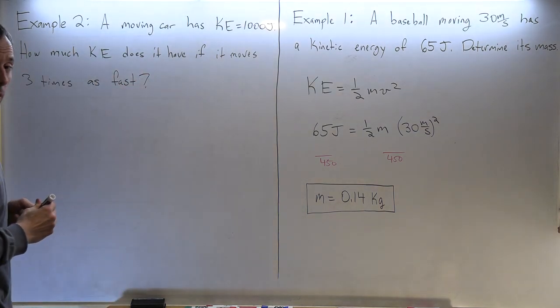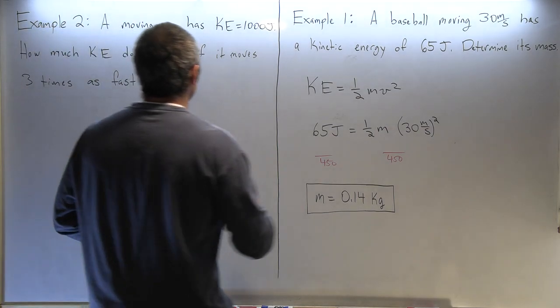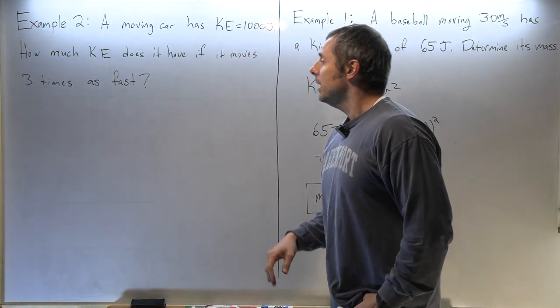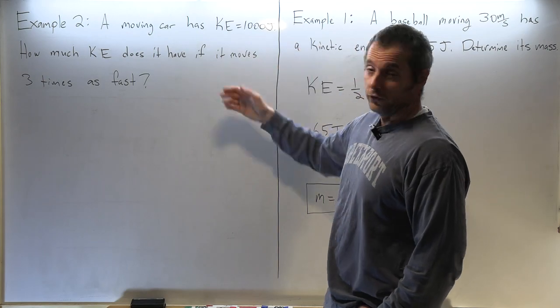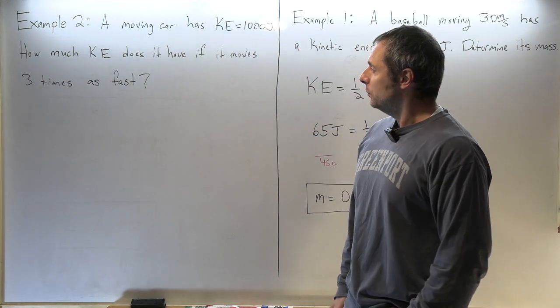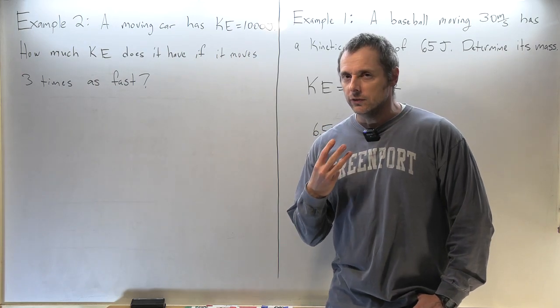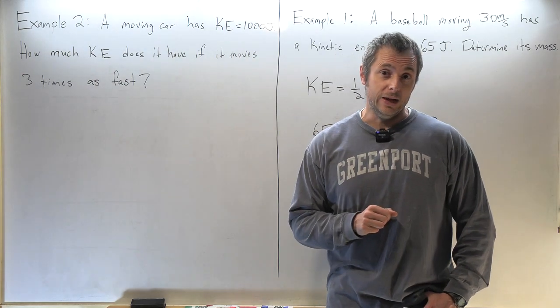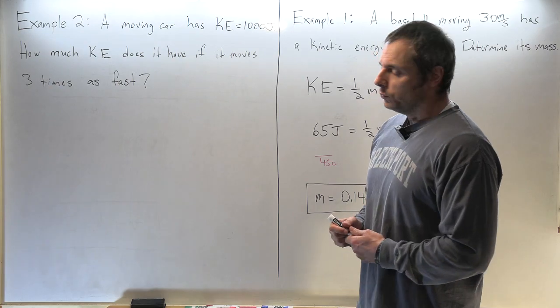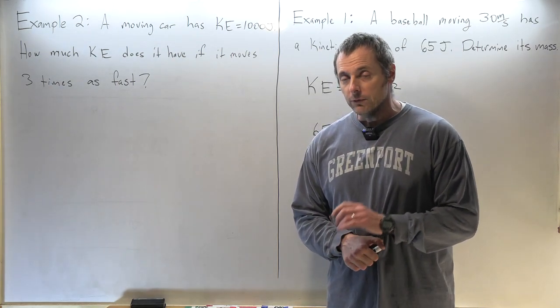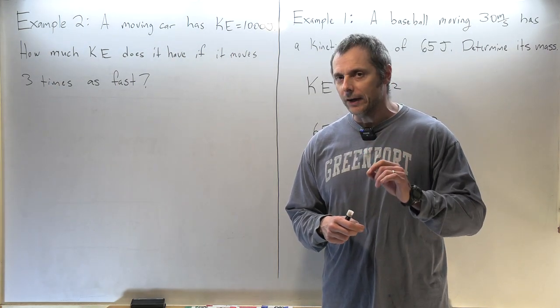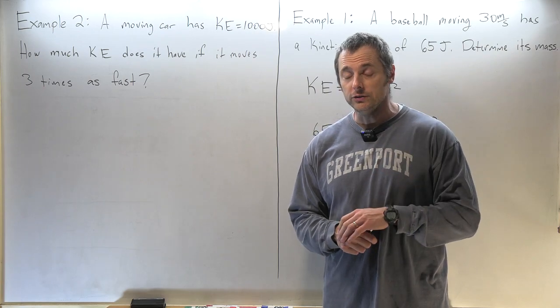Okay, so the car originally has a kinetic energy of 1,000 joules. How much kinetic energy does it have if it moves 3 times as fast? So we don't even know how fast it's moving. We just know that it's going to step on the gas pedal, go 3 times as fast. So this is one of those, I don't even want to say proportion problem, but like a factor problem that I mentioned in the spring potential energy video.